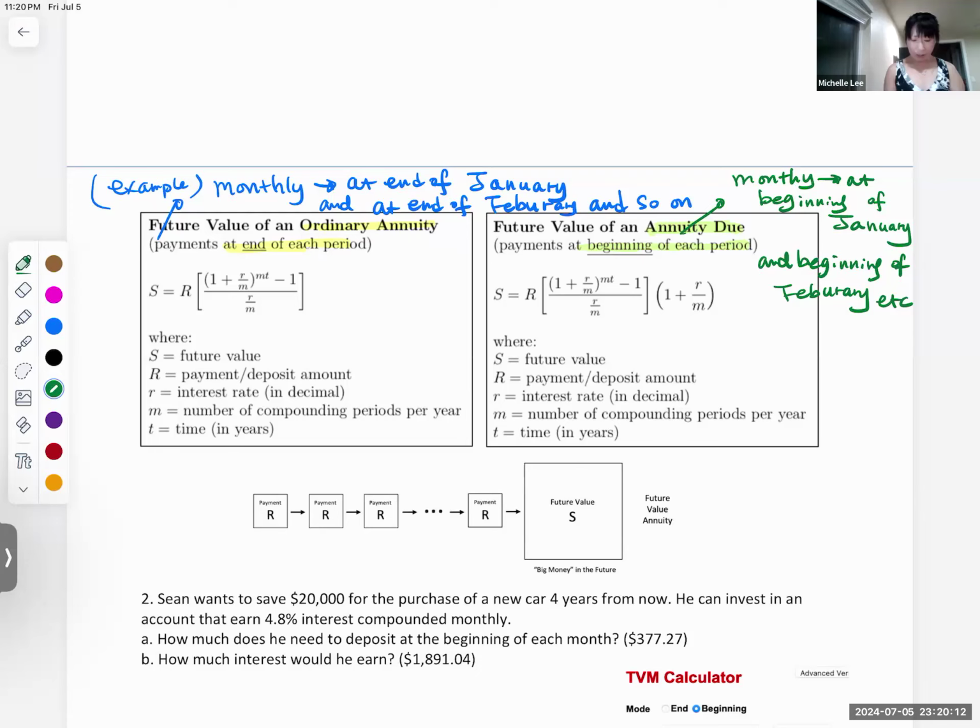Sean wants to save $20,000 for the purchase of a new car 4 years from now. He can invest in an account that earns 4.8% interest compounded monthly. How much does he need to deposit at the beginning of each month? Beginning, so that is annuity due.